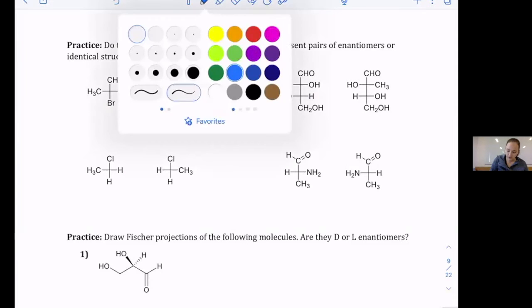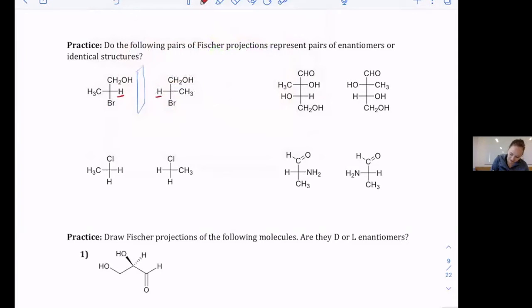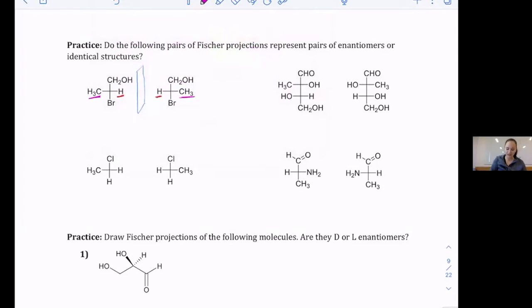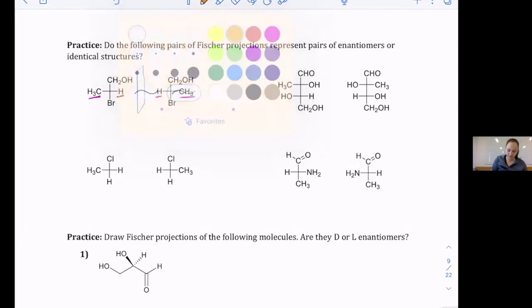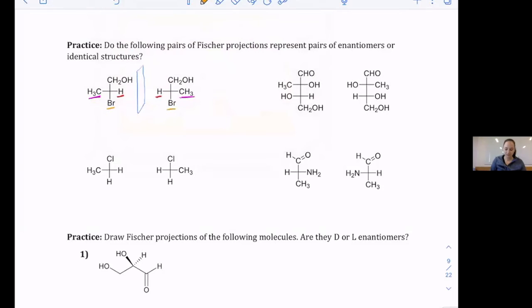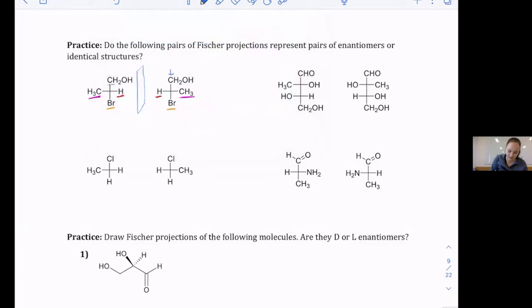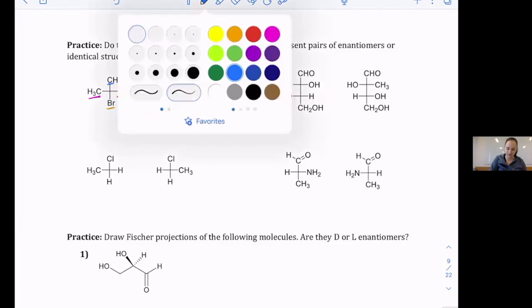So this, we'll use some colors. This hydrogen is in the same place. This methyl group is in the same place. The bromine is in the same place. They are, well, not the same place, but they are mirror images of each other. And then lastly, the top group is the same. I'll just underline. So overall, the red is the closest to the mirror, the pink is the furthest away from the mirror, and then the blue and the orange stay in the same place. So these are enantiomers.